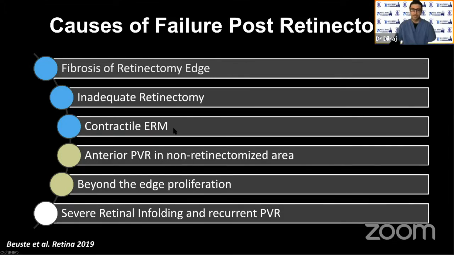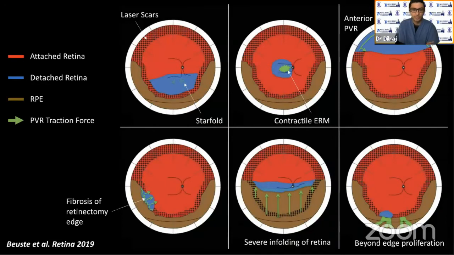You may form a contractile epiretinal membrane over the retina. You could get anterior PVR in the non-retinectomized area. And that's why it's important to remove this area when you're performing a retinectomy. You can get beyond the edge proliferation. And lastly, severe retinal infolding and then recurrent PVR. So let's look a little bit about what these mechanisms look like.